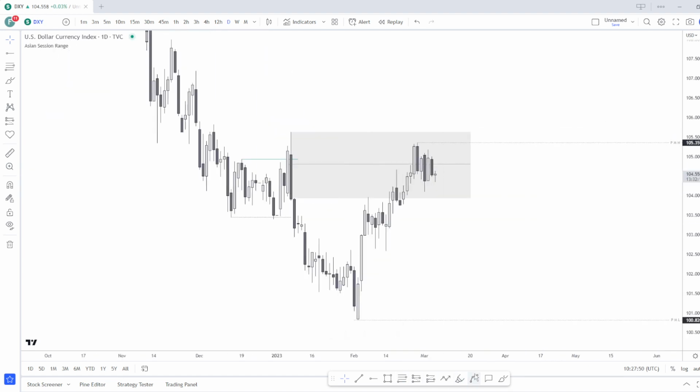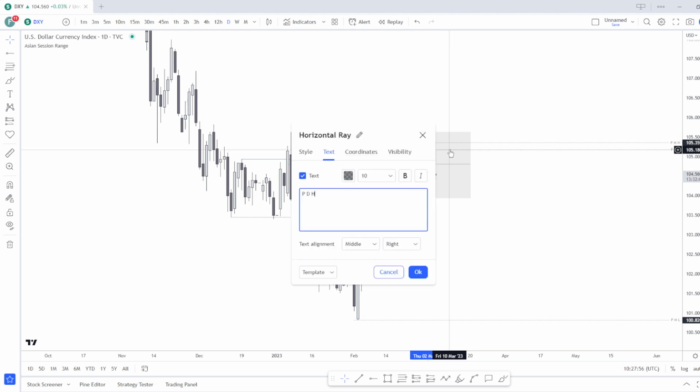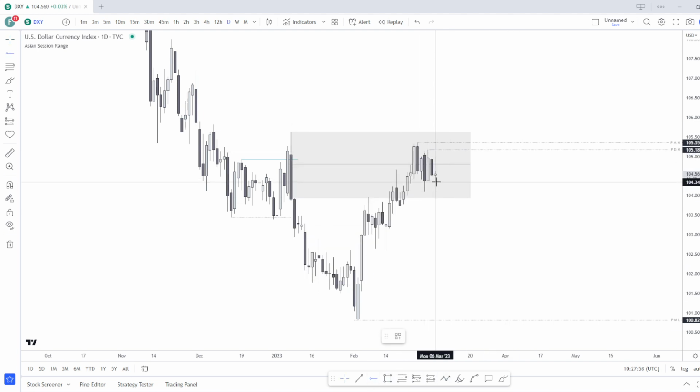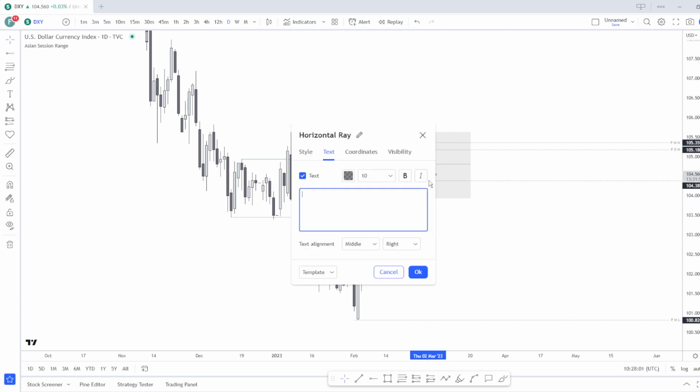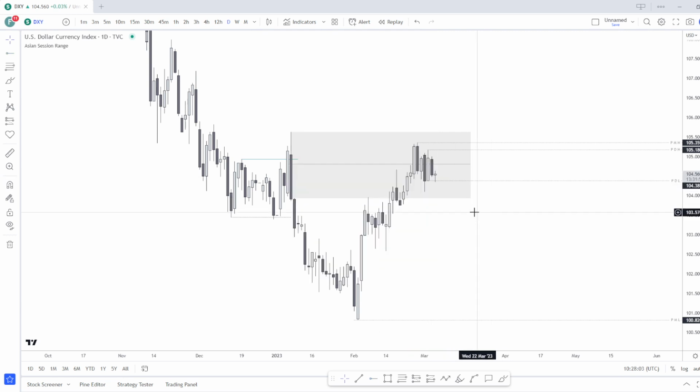We'll also mark, here we go, previous daily high, and previous daily low. I'd consider this more as the previous daily low with the more liquidity, as this has no wick. Yeah, this holds more weight as a previous daily low, but nonetheless we will mark that in now.